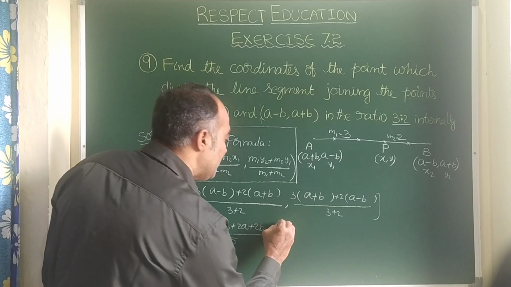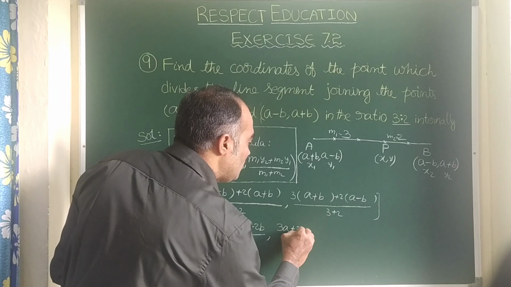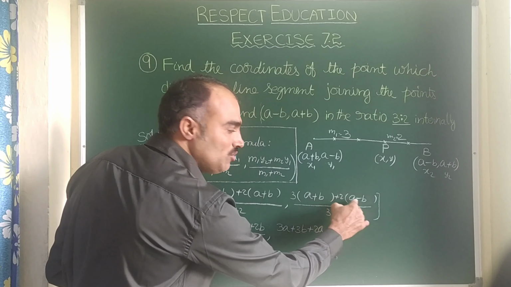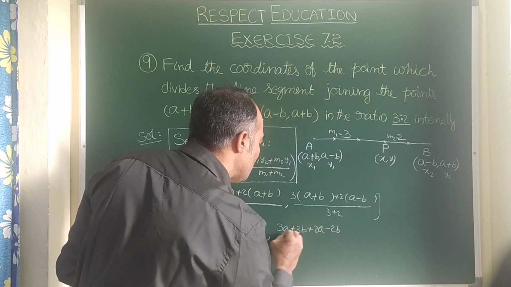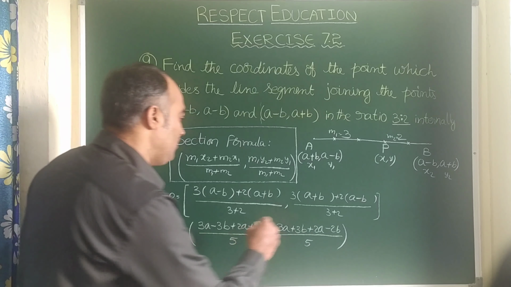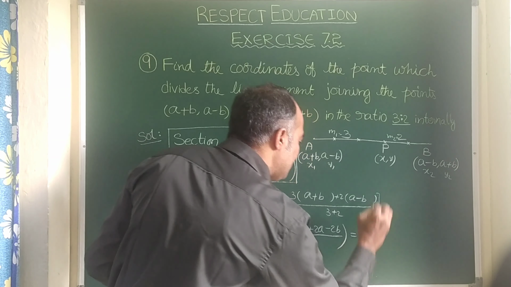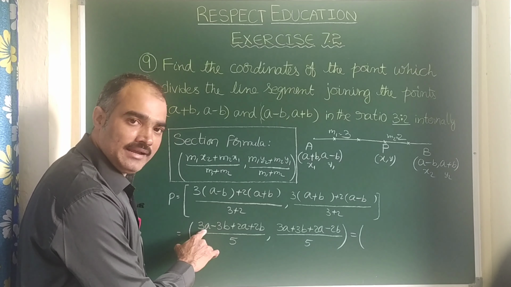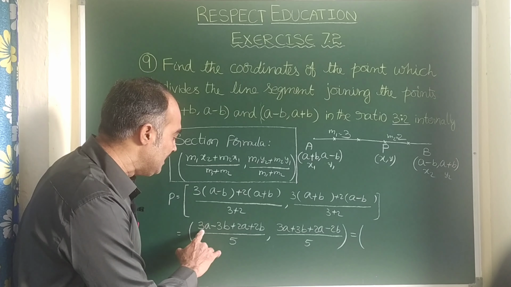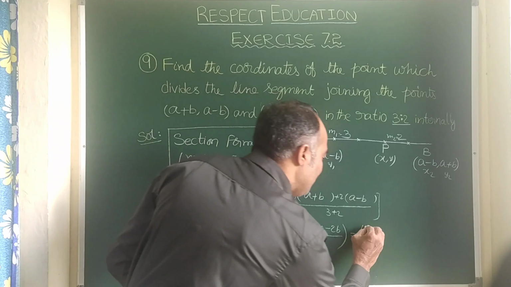Now 3 into a is 3a, plus 3 into b is 3b, plus 2 into a is 2a, minus 2 into b is minus 2b, by 3 plus 2 is 5. Right? Now here let us simplify this. 3a plus 2a both have the same symbols, so we need to add them. 3a plus 2a is 5a.